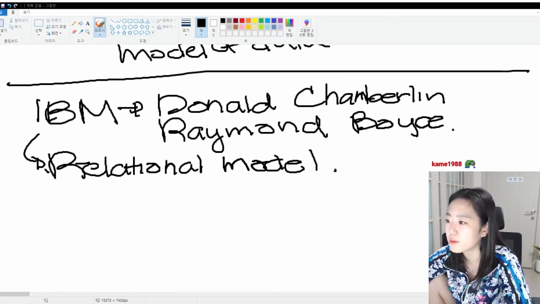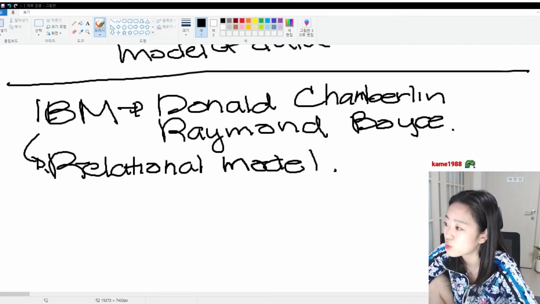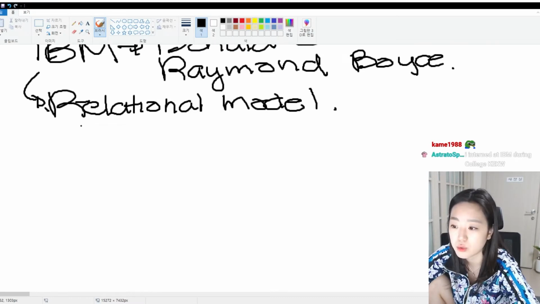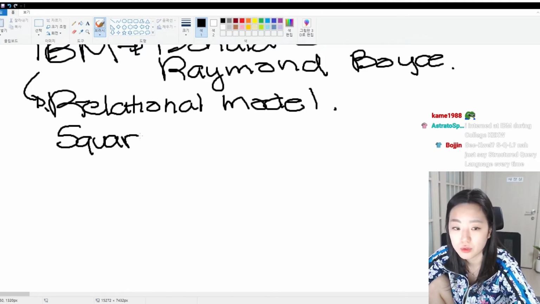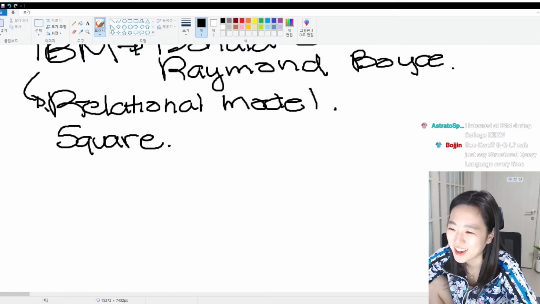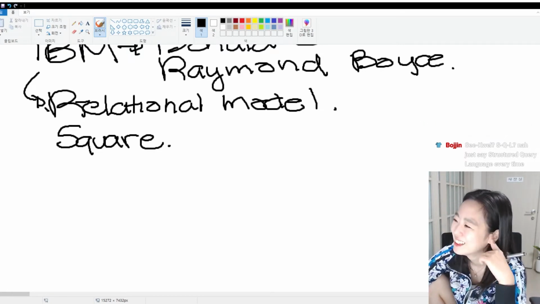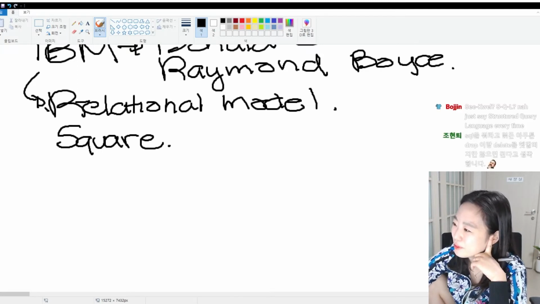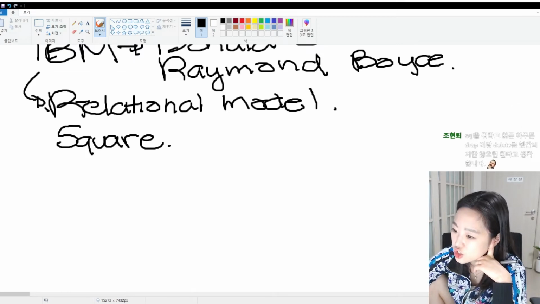Wow. Chamberlain and Boyce's first attempt at the relational database system was SQUARE. Oh, it started as SQUARE. Oh, really? Nice. That's really good. Just say the structured query language every time. But it was difficult to use due to subscript notation.